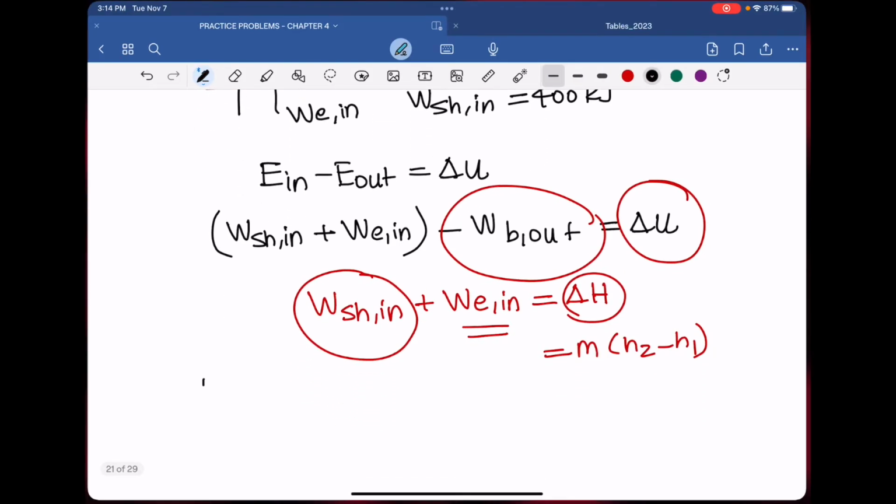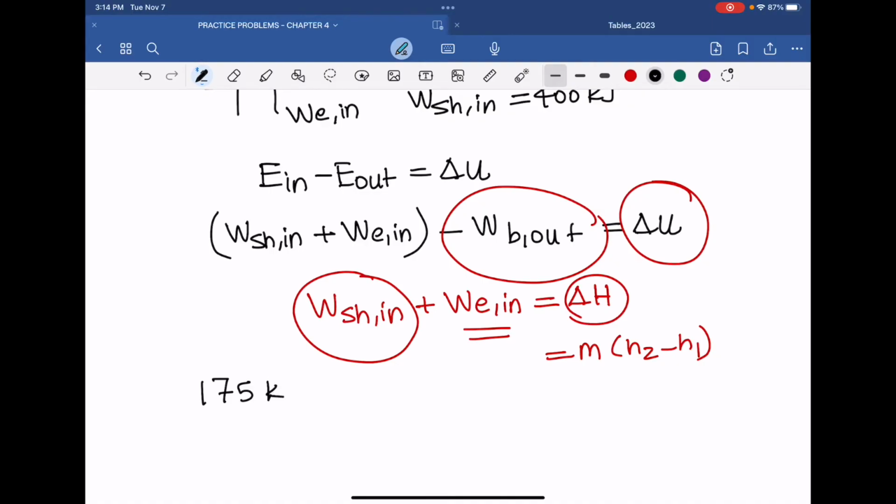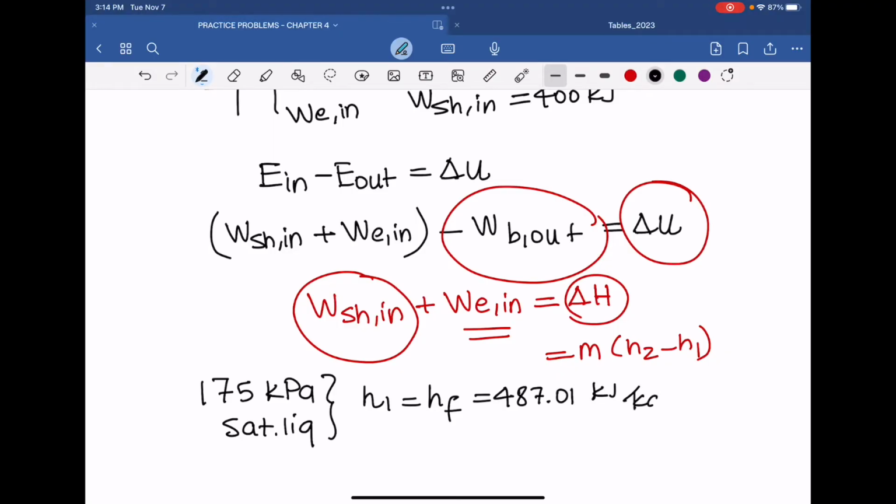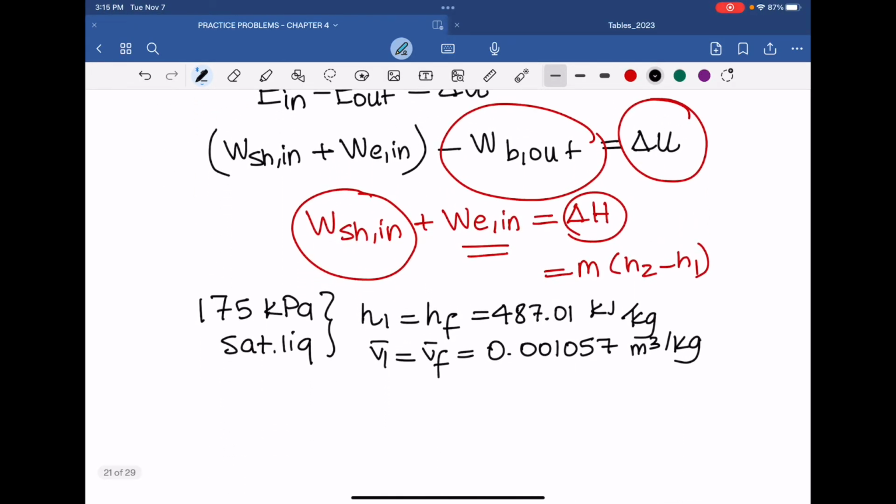Because they are giving you the pressure is 175 kilopascal, and they are telling you it's a saturated liquid, and you can check the tables for H1. And also specific volume is something you need to check to calculate the mass. Okay, and the next thing is we need to find mass and H2.